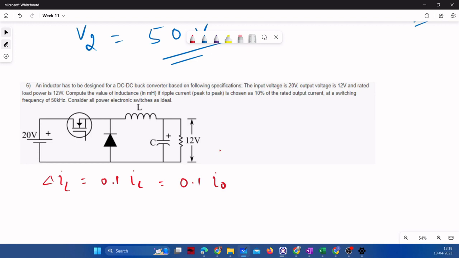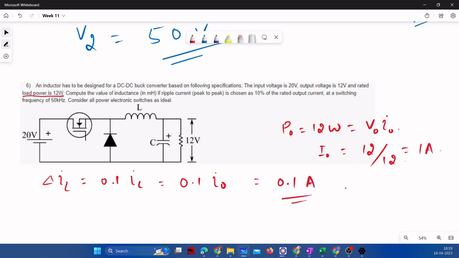And I naught is not given directly. However, load power we do know, right? So P naught is 12 watt, which will be V naught into I naught, and I naught we can find out as 12 by V naught. V naught is 12 volt also, so I naught is 1 ampere. So ΔIL ripple, 10% of that, we have found out is equal to 0.1 ampere.